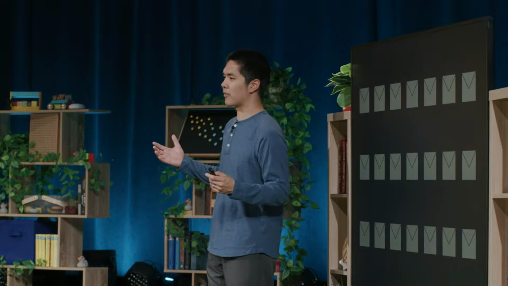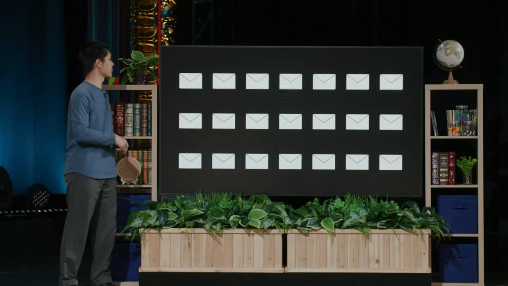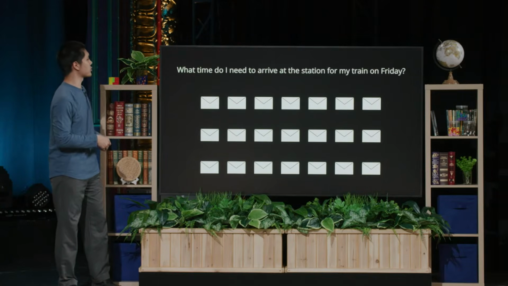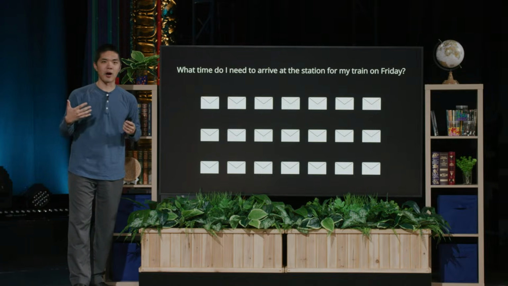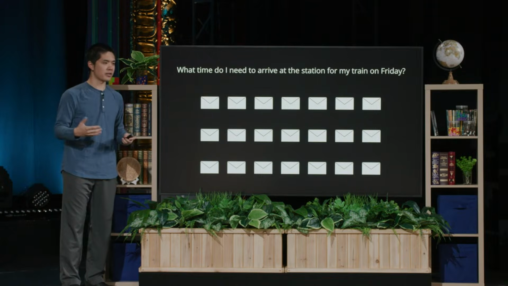So what's an example of this? Imagine that I were to ask AI something like, what time do I need to arrive at the station for my train on Friday? Now, where is the answer to that question? Well, the answer to that question isn't in AI's training data. Nowhere in AI's training data is there a document saying, this is the time that I need to be at the train station on Friday.